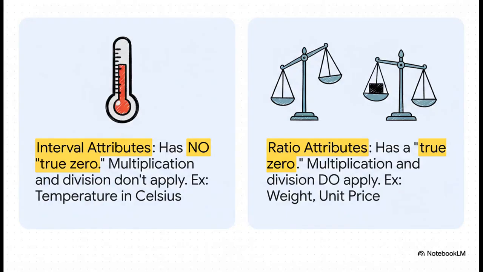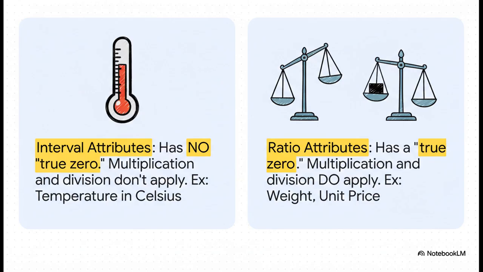But just like before, there's a super critical distinction here, and it all boils down to the number 0. On one side, you have interval attributes, like temperature in Celsius. Sure, there's a 0, but it's kind of arbitrary. 0 degrees Celsius doesn't mean there's no heat. It's just a point on a scale. But on the other side, ratio attributes have a true 0.